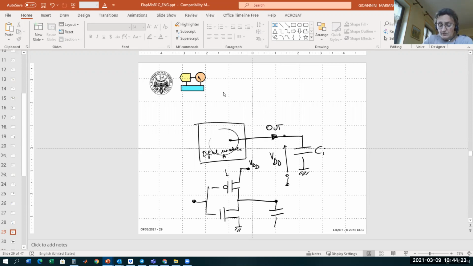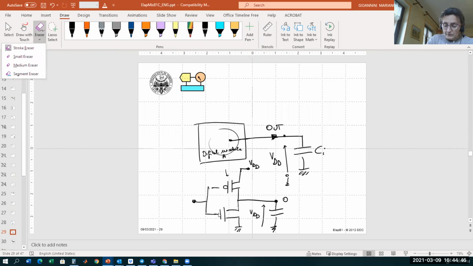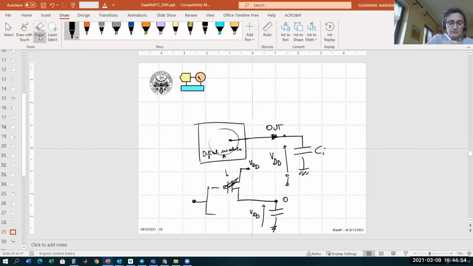When you have this condition, output high, what do we have? We have that the PMOS are closed and the NMOS are open. As we learned several times, you can replace this one with an open switch, and you can replace this one with a resistor.